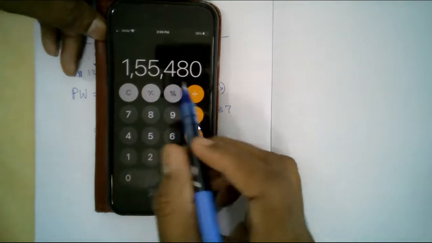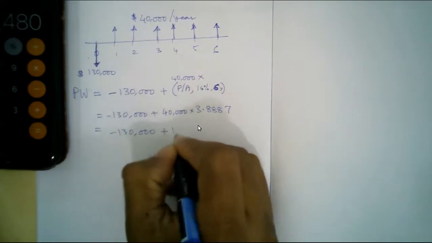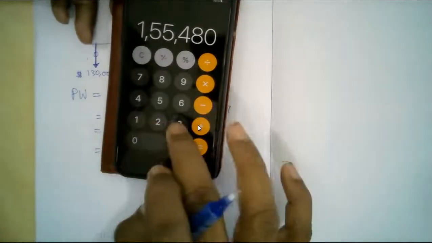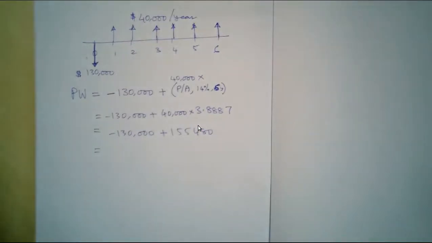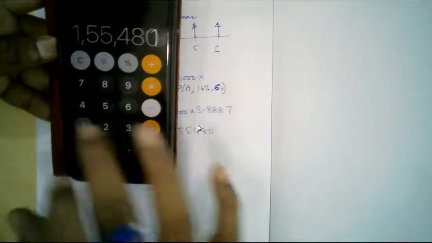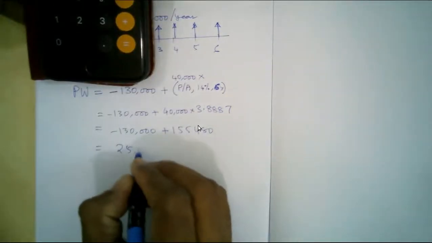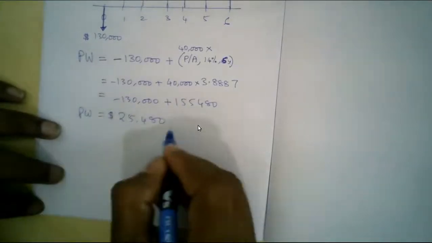So I'm getting 155,480. Okay. So minus 130,000 plus 155,480, and this one I can subtract. So 25,480. $25,480. So this is the present worth, and this is positive.